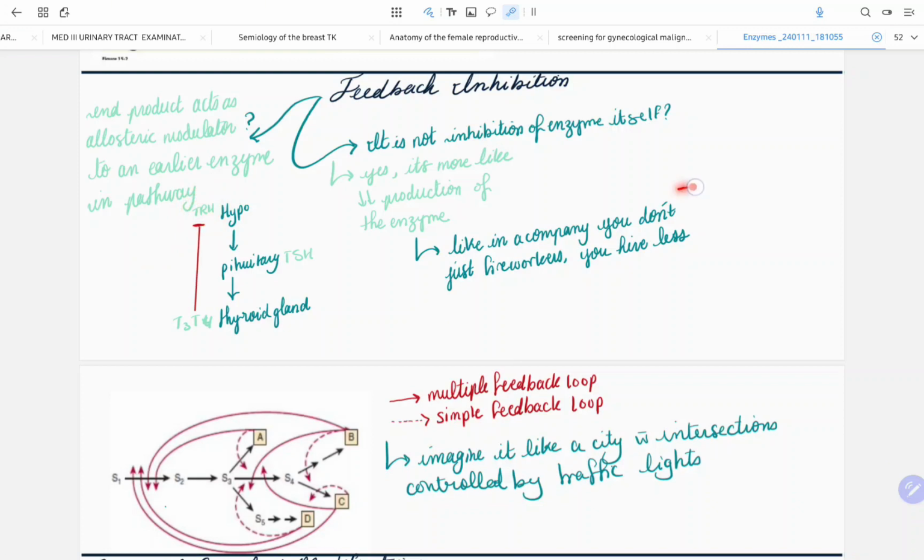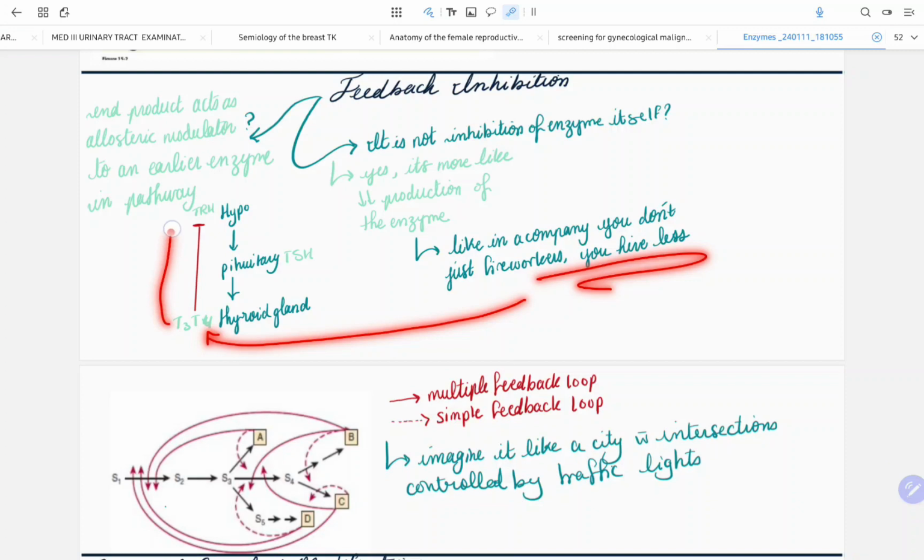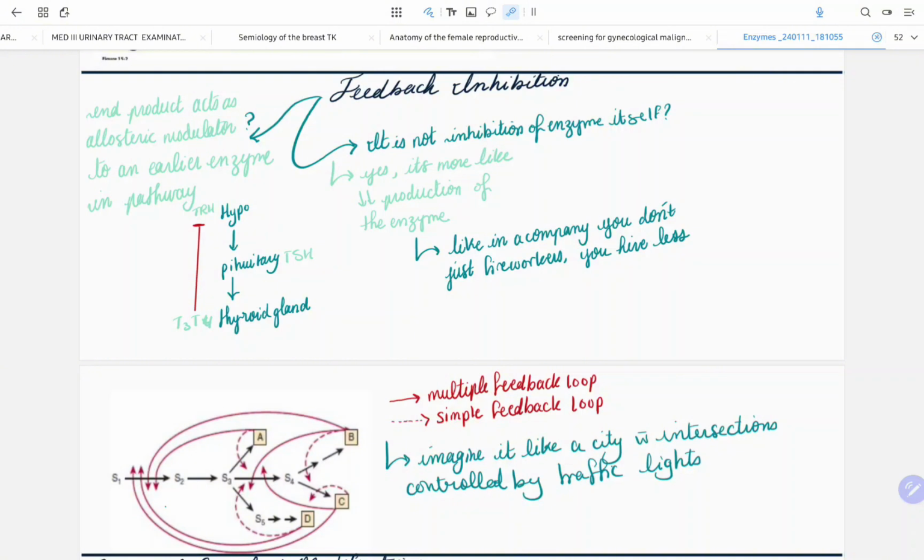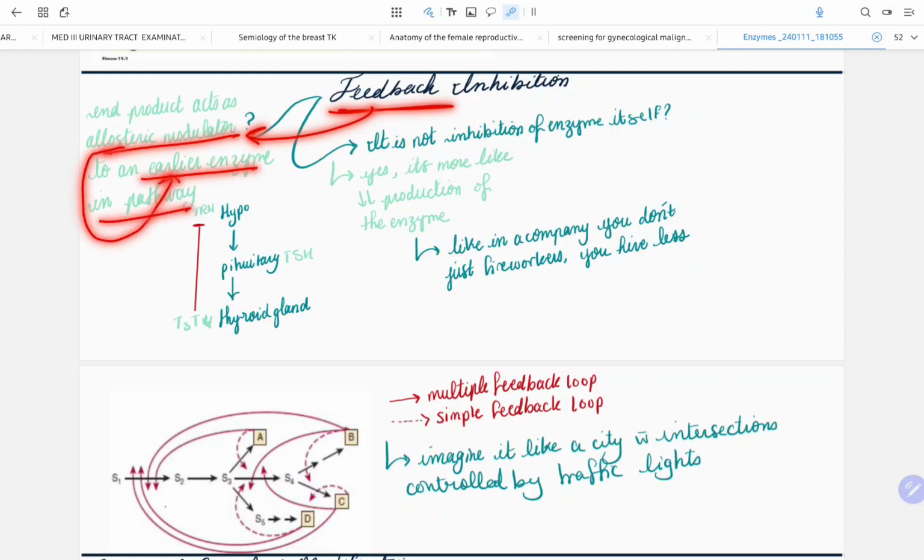So if you want to think of it in an easier way, for example, let's say you have a company and you have a lot of workers. You don't just fire all of them, right? You just hire fewer workers. And that's exactly how T3 and T4 inhibit TRH. So if I want to reiterate what I just said, feedback inhibition is an allosteric modulator that inhibits an earlier enzyme in the pathway. So these hormones inhibit the earlier step that's coming from the brain.